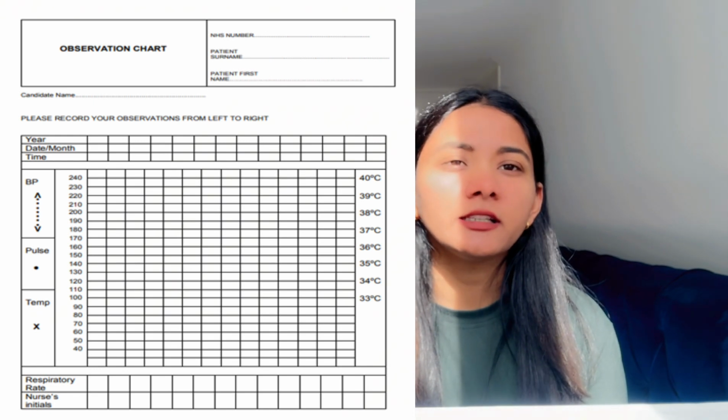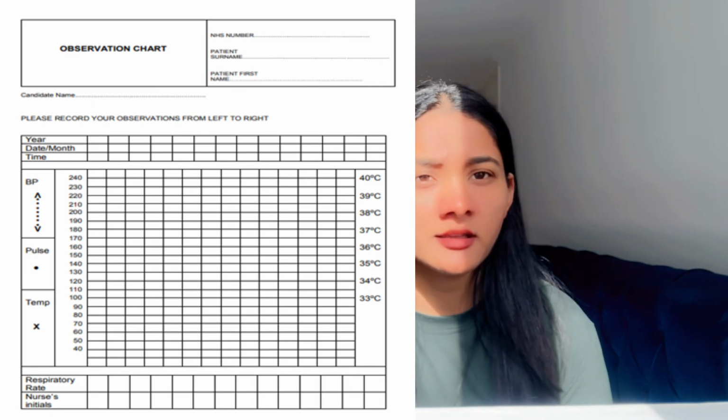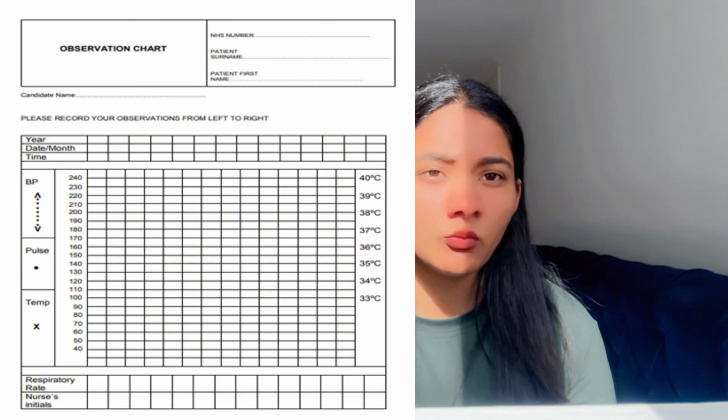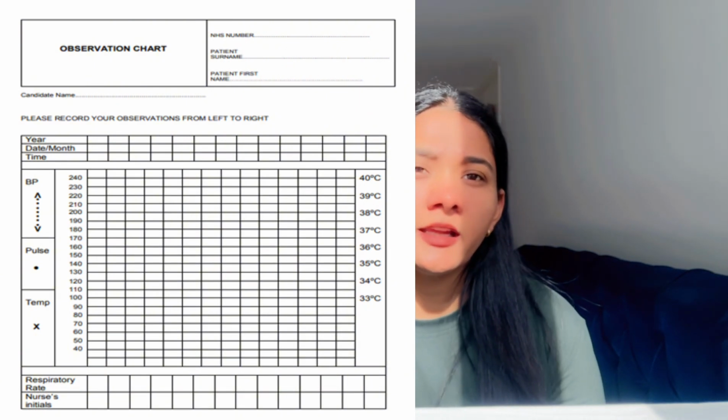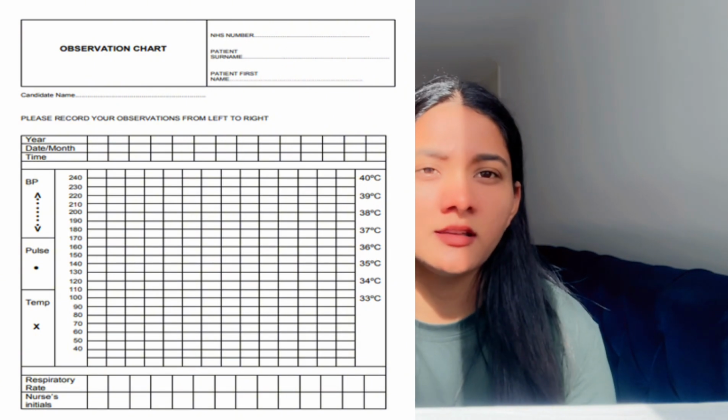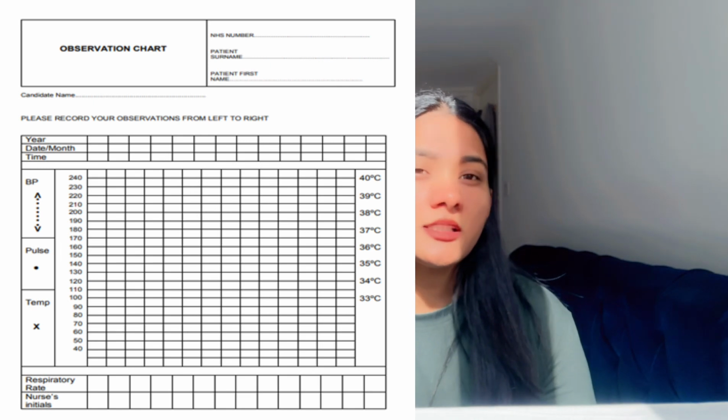Then there is the candidate name, which is your name. You have to write your name over there. Then there is the year and date. You will write your exam date and year. And then there is the time.